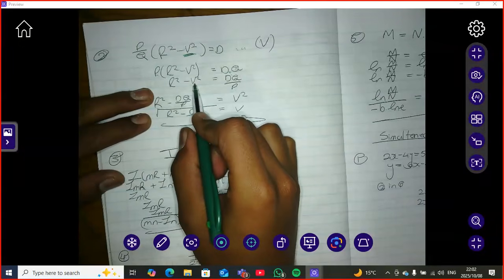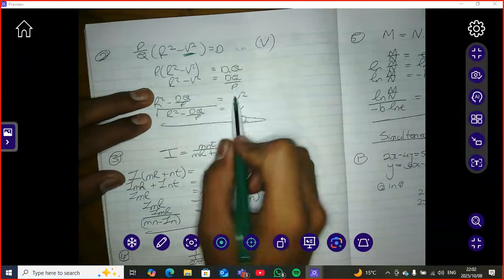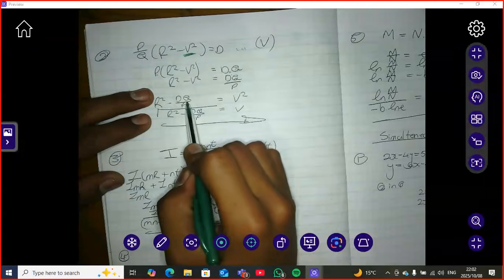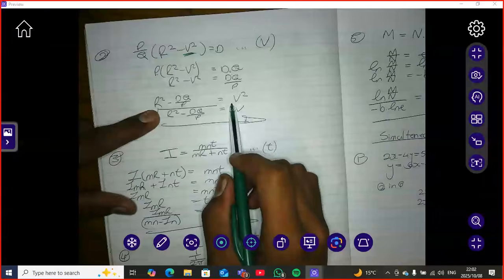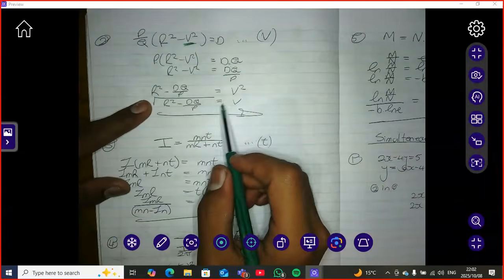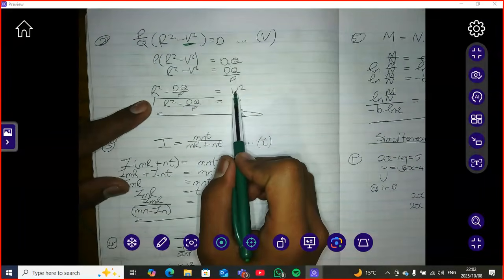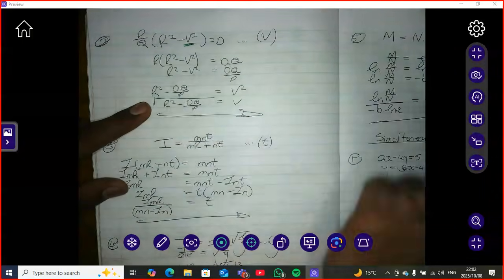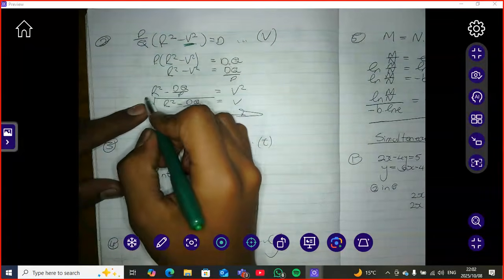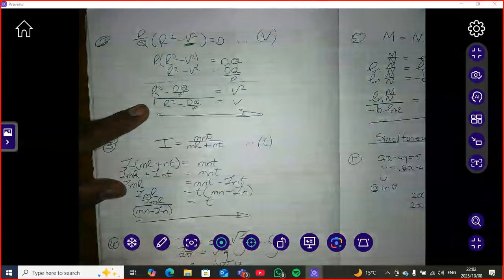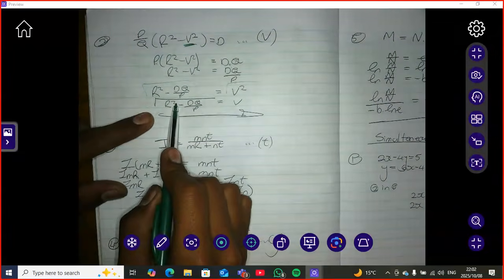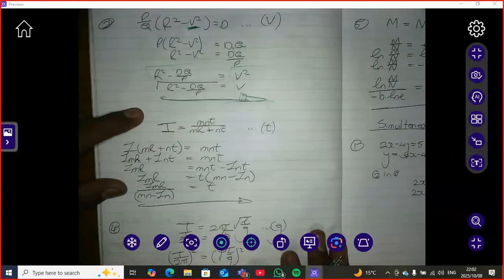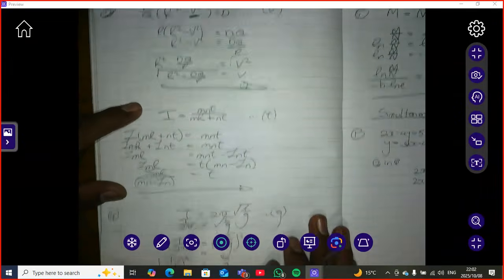So I want a positive V squared, so I take my V squared over. I take this fraction over. I have it like this now. Then I want my V without a square, so I square root both sides. I square root that side and I square root that side. That's why I have a square root now on this side. And then there's my answer. Fast and quick. Next one.